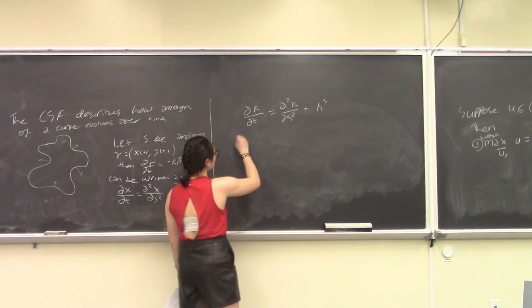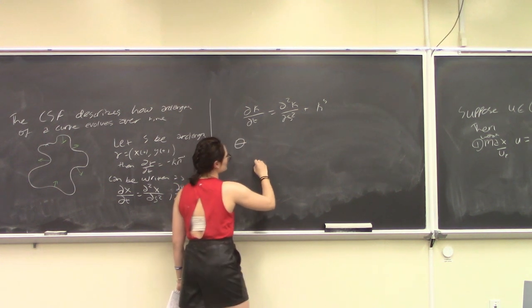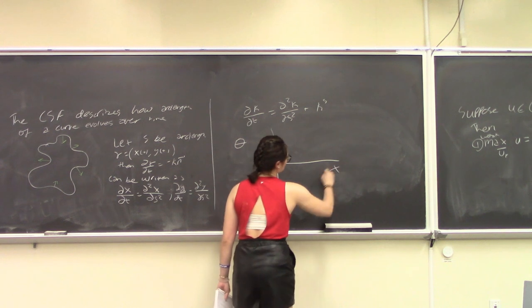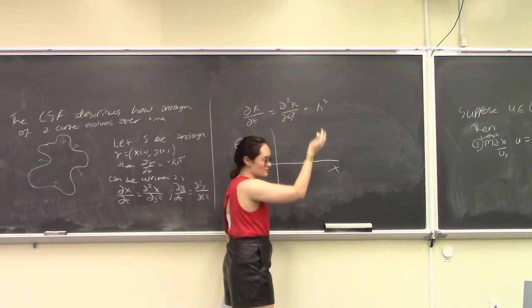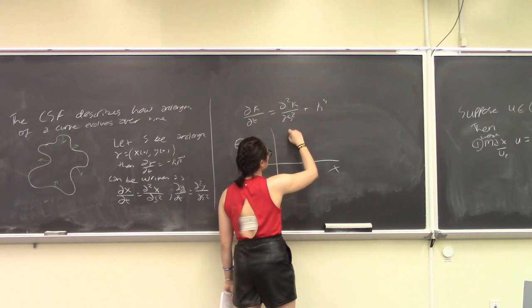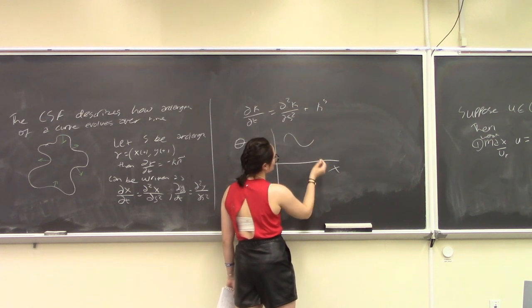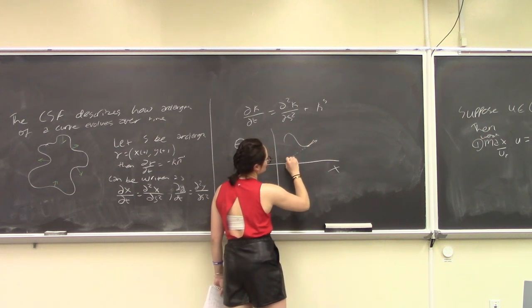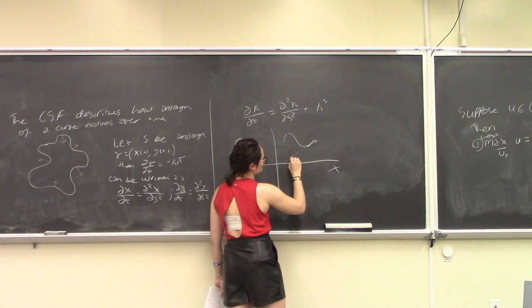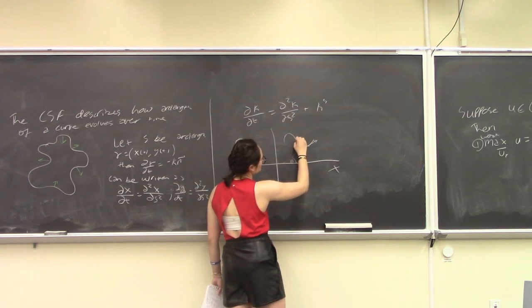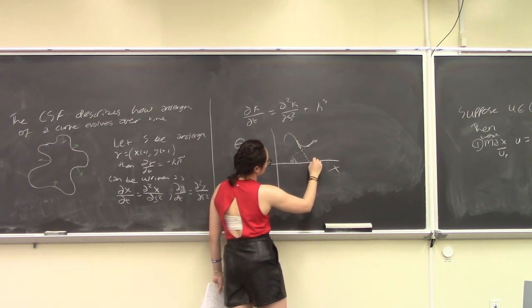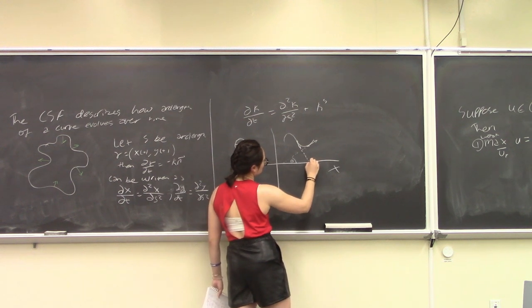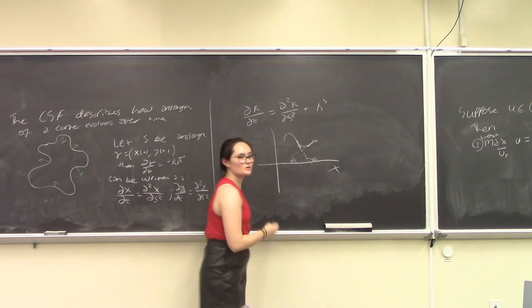So just pictorially, theta: this is our x-axis or whatever our horizontal axis is at a given time. If we have some curve, say it looks like this, and we're looking at our tangent vector here, if we were to extend it, we're looking at this angle theta. You see as we move along the curve, our angle is changing.